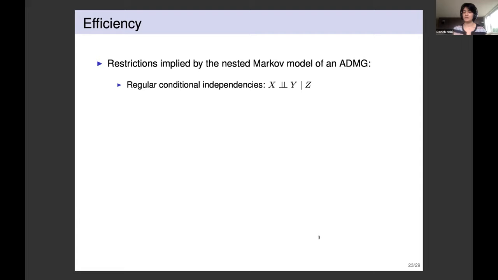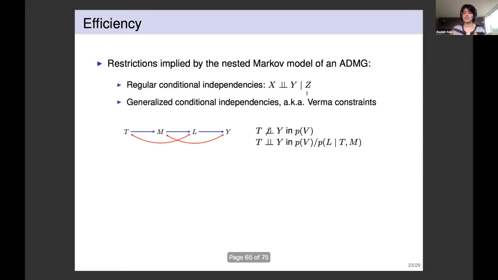And there are two types of equality constraints that we can have. One of them is called the regular conditional independences, which is like when we say X independent of Y given set Z. And the other ones are what are called the generalized conditional independences, also known as Verma constraints. So I'm just going to explain what a Verma constraint is via this example.